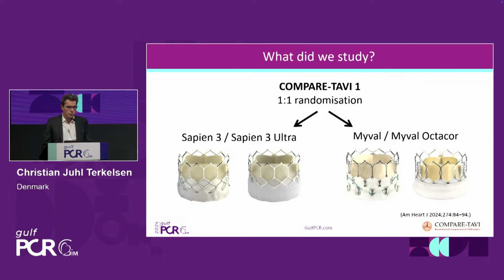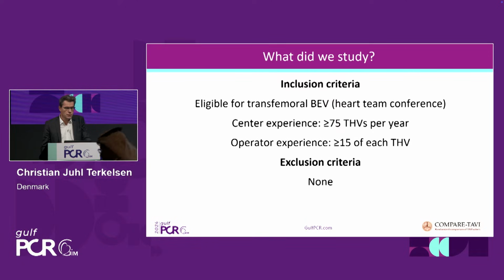The first study we launched was Compare THV 1, where we randomized between SAPIEN 3, SAPIEN 3 Ultra, and Myval and Myval Octacor. The inclusion criteria were that all patients who were eligible for balloon-expandable valves could be randomized. The center should have a volume of more than 75 patients a year, and each operator should have implanted at least 15 of each of the valves being compared.